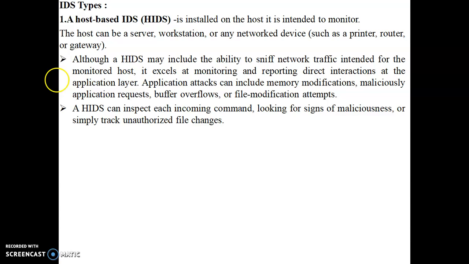So host based IDS is basically responsible for taking care of these types of attacks which are happening at the application layer. A host based IDS can inspect each incoming command looking for signs of maliciousness, that means signs of some illegal type of attacks, or simply track some unauthorized file changes. So if the host based IDS is installed on any device, that device is actually acting as HIDS.